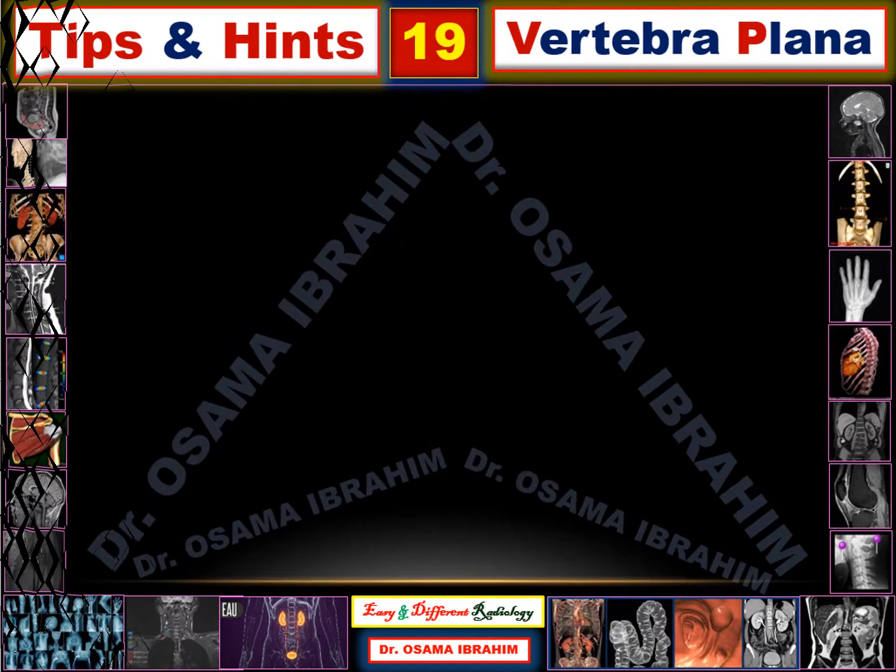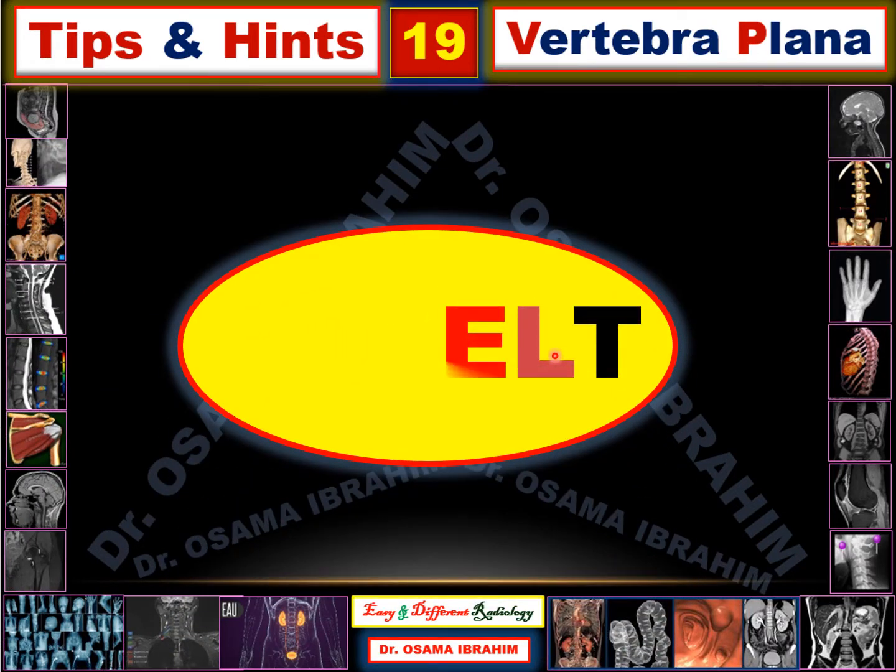The next question here: what is the cause of this vertebra plana? The causes can also be remembered by the mnemonic word MELT, because melt here refers to the near complete decrease in height of the vertebral body. At that time we can describe it as plana. So MELT also summarizes the causes of vertebra plana.